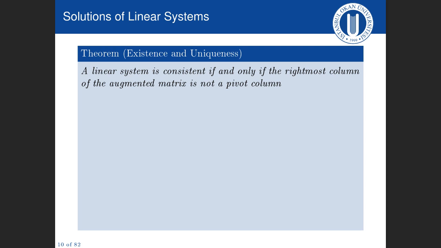Now, remember, a linear system is consistent. The definition was if it has at least one solution. This theorem says a linear system has at least one solution if and only if the rightmost column of the augmented matrix is not a pivot column.